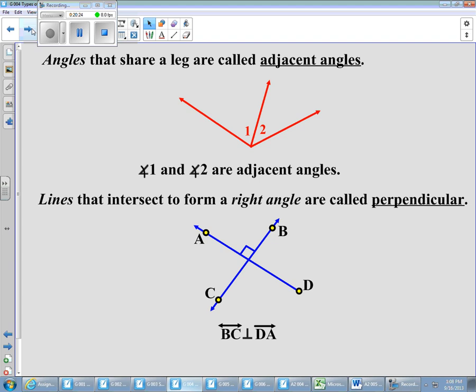Now we get a few new things here. Adjacent angles is one we probably need to pay some attention to. Adjacent angles are just two angles that share a side. They don't have any other special properties. They just have a leg in common. If two lines, rays, or line segments intersect to form a right angle, that's what we call perpendicular. You should know that one from before. We had a new little symbol for perpendiculars, this upside down capital T down there at the bottom.